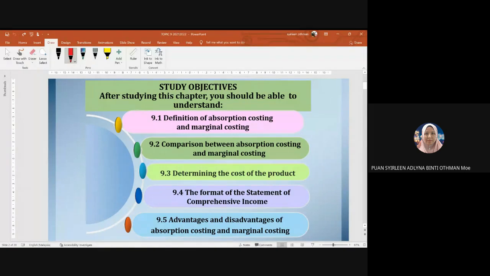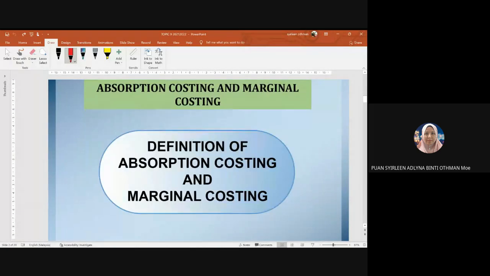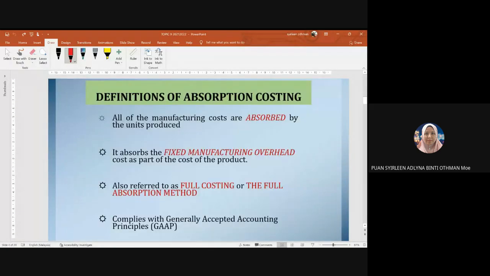But bila kita buat statement untuk marginal costing, the format is totally different. Berbeza dengan apa yang kita buat di absorption. So it's a new format for you lah. And then kita akan tengok advantage and disadvantages of both. Alright, okay, definition. Kalau untuk absorption costing, all of the manufacturing costs, bila kata all, are absorbed.